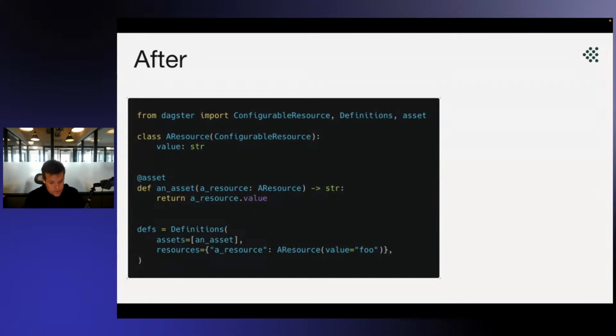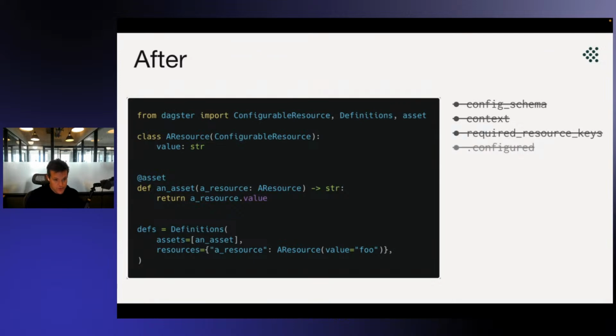And this configurable resource object is actually kind of a special object that will be viewable in the UI, which you'll see in a second, which is really cool. So just to summarize, right? In this, there's no more config schema. There's no more context. There's no more required resource keys, and there's no more configured. So we just swept away a bunch of the weird Dagsterisms and boilerplate that we've rightfully gotten a lot of feedback on in the past. And we think this is a much better and far more elegant API for this subsystem.